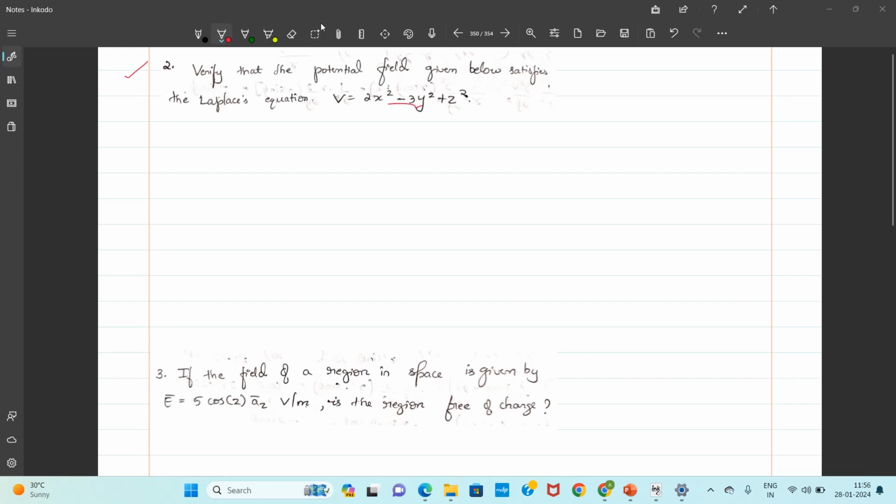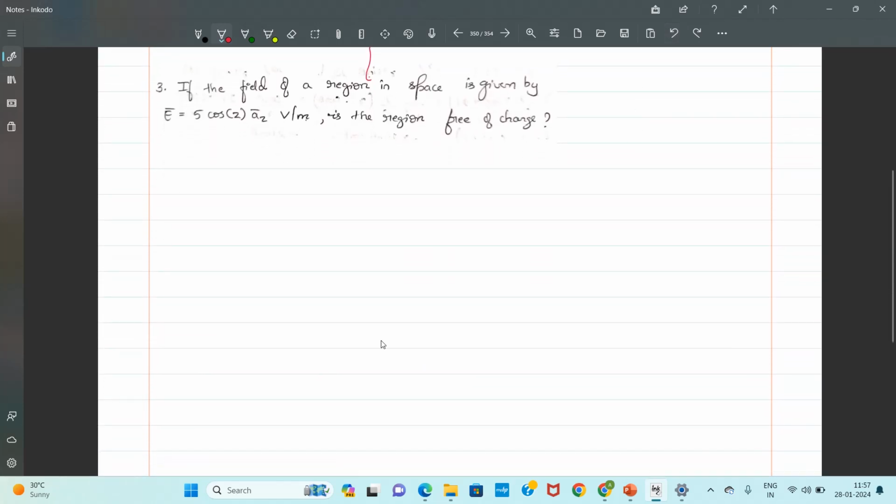So here in this video again we'll continue solving the problems based on Laplace equation. In the previous video I told you to do this problem as a homework, which was V equal to x square minus 3y square plus z square. Just follow the same procedure that you have done, and we just have to find out whether the result is equal to 0 or not. Okay, so now we'll do the next problem here.